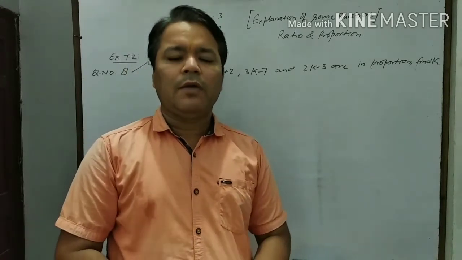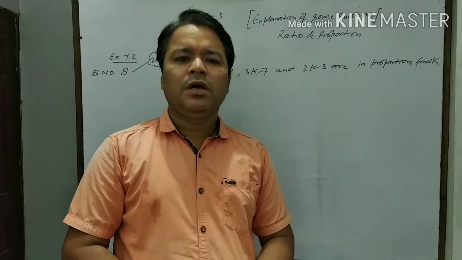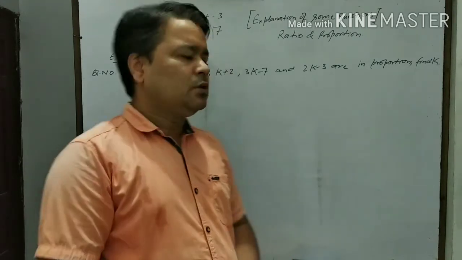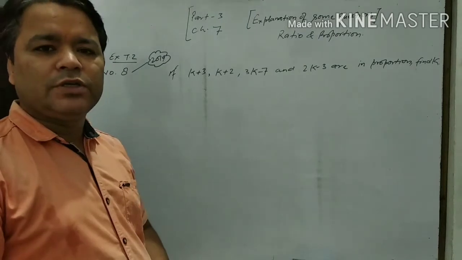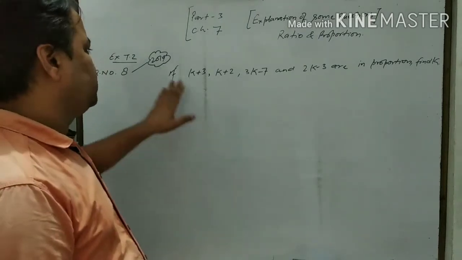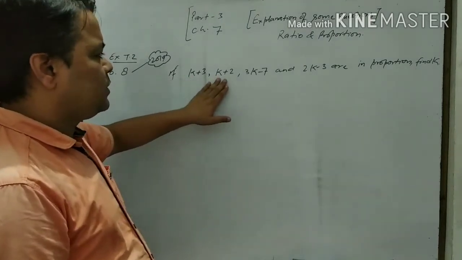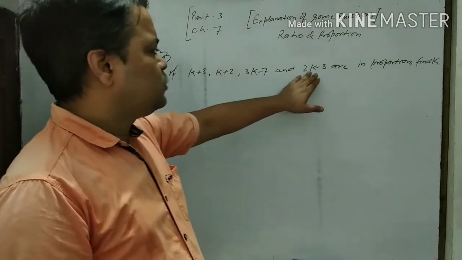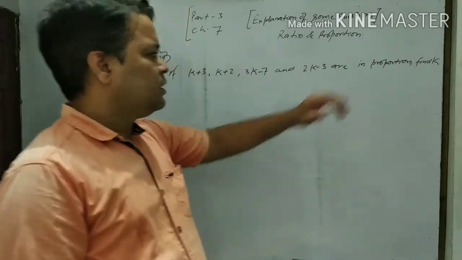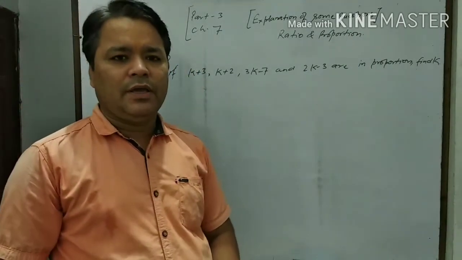First of all, I would like to explain a question of exercise 7.2, that is question number 8, which was asked in 2019. The question is: if k plus 3, k plus 2, 3k minus 7 and 2k minus 3 are in proportion, then we have to find the value of k.